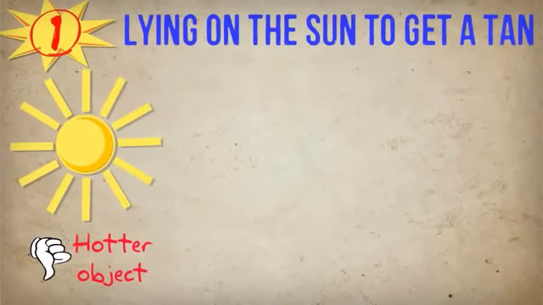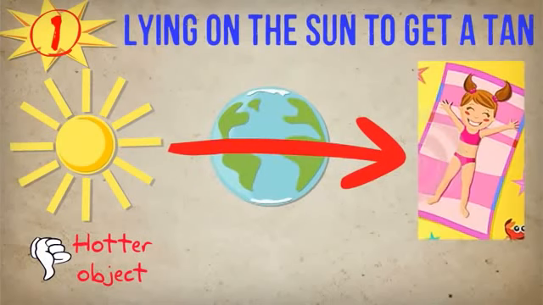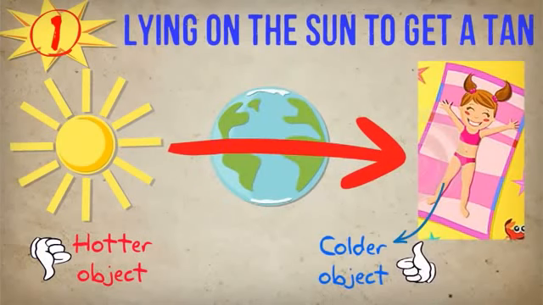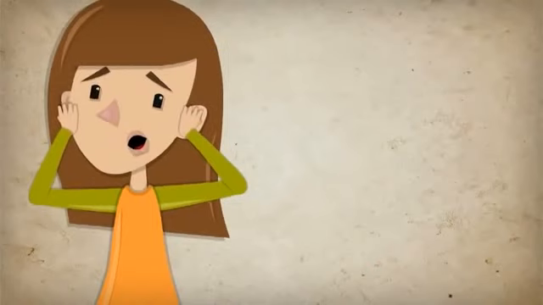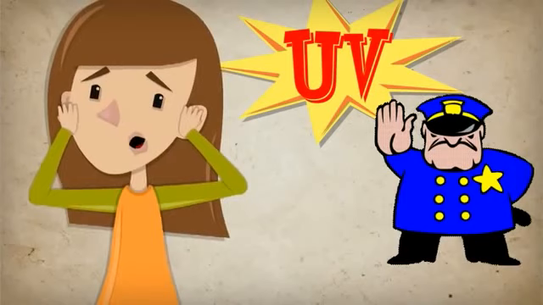The sun loses some of its heat, radiating it through electromagnetic waves to the earth and to the girl's skin, which in turn gains some temperature. As a result, the girl gets tanned. However, these are bad news because our skin gets darker just to protect us from the ultraviolet radiation, one of the three types of rays that the sun emits.